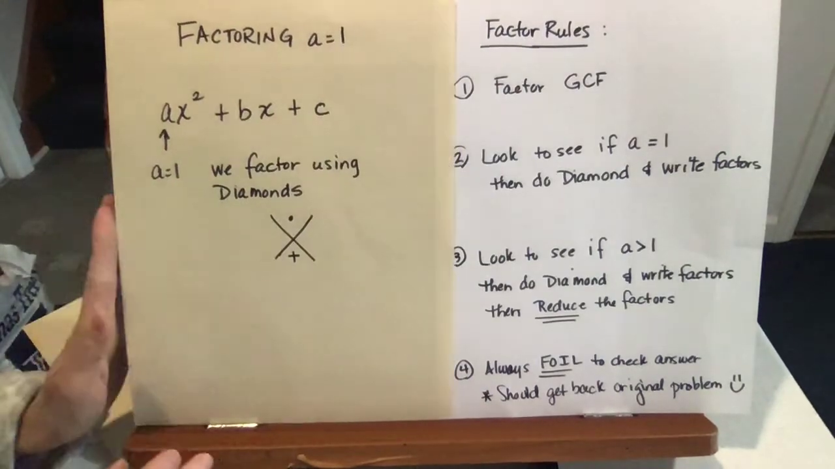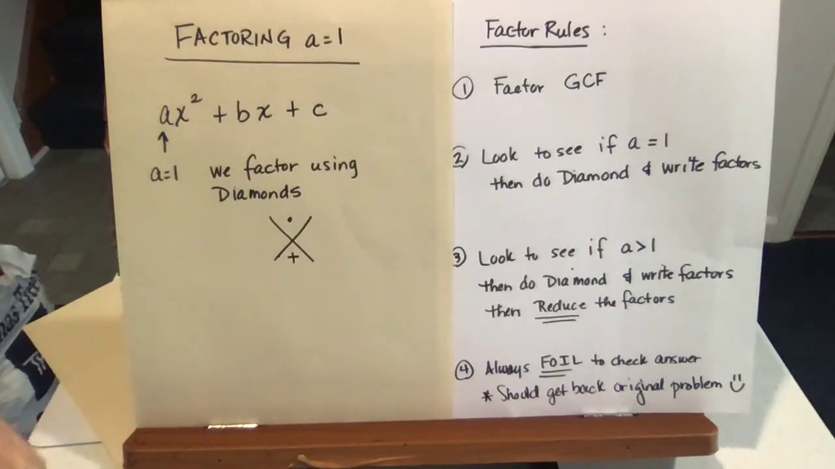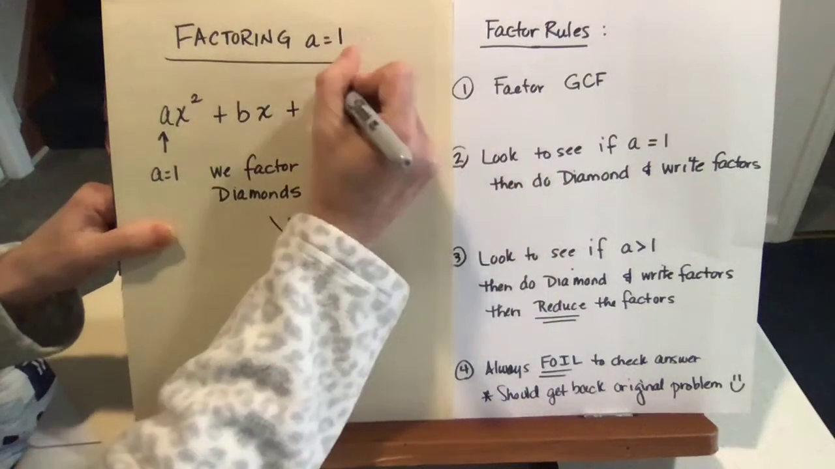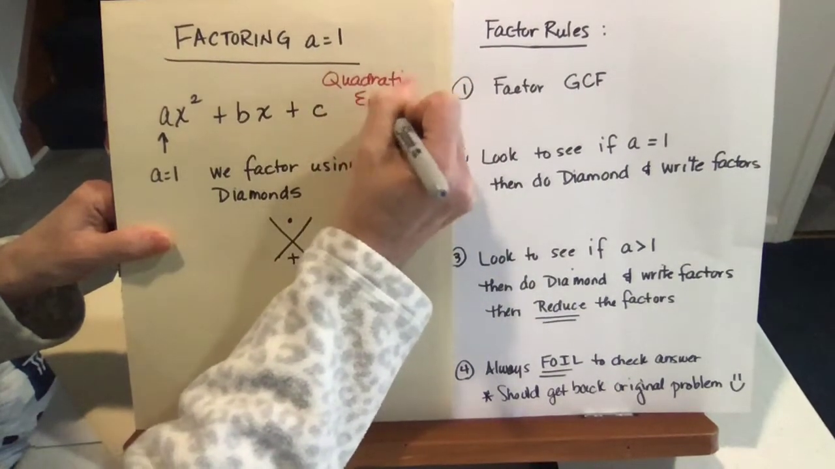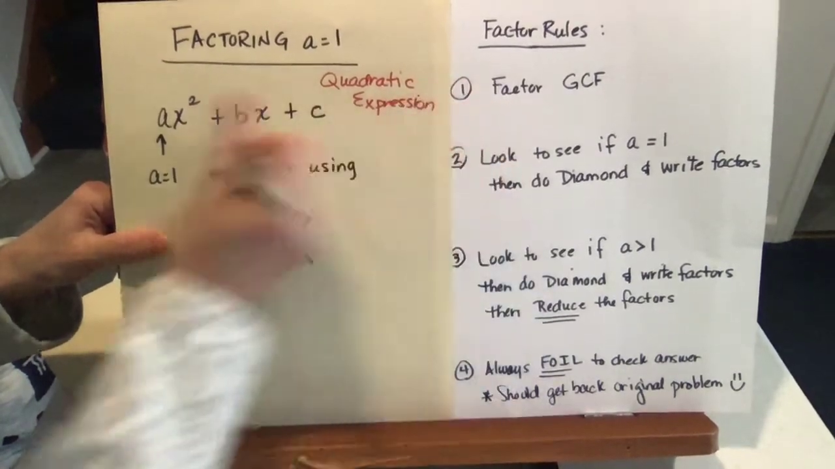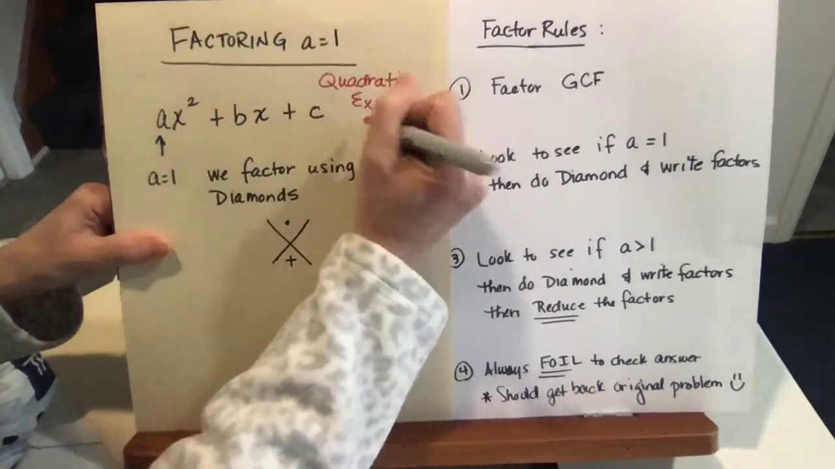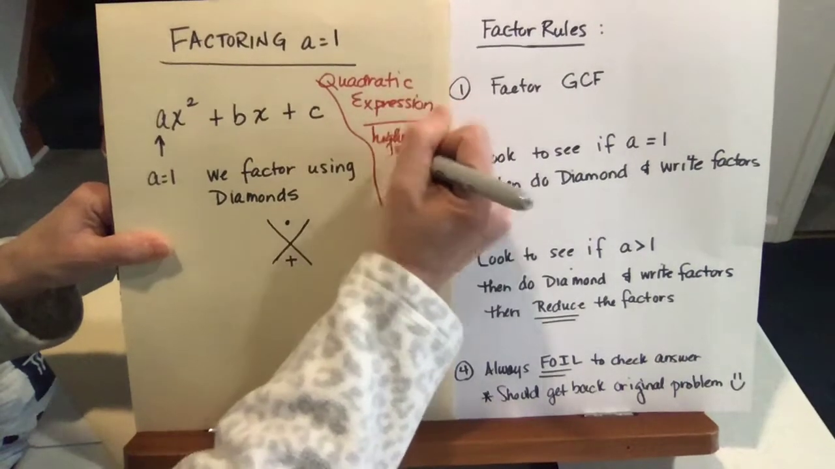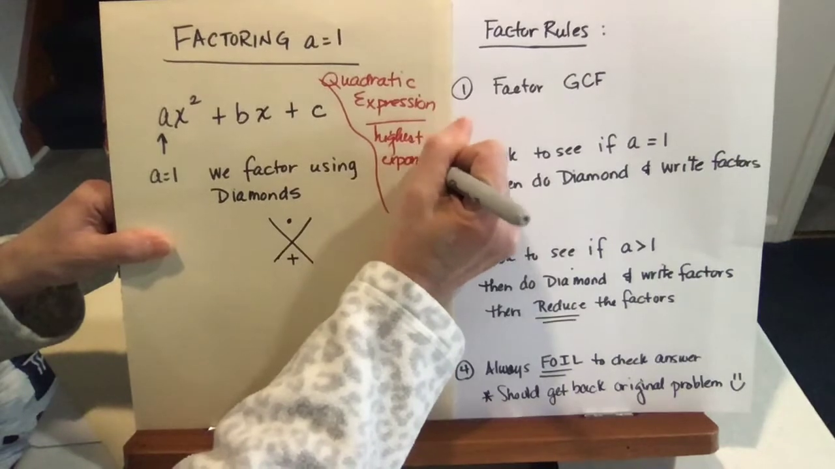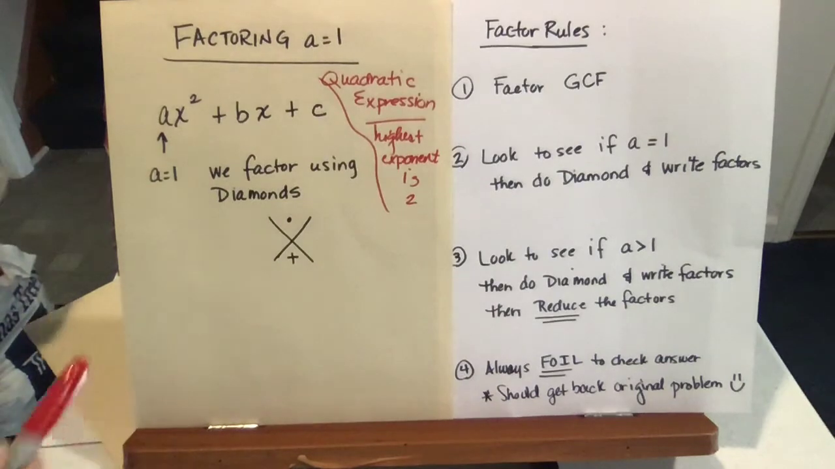Okay, now, we're going to factor, and we're going to factor when a is equal to 1. Well, what does that mean? All right, well, this is a quadratic expression. It's not an equation because there's no equals, so it's a quadratic expression. And the reason we know it is a quadratic is because the highest power in the entire problem is squared. So take that to the side. Highest power, or the highest exponent, is 2, which is squared, okay? That's how you know it's quadratic. If it's a 3, x cubed, that's not a quadratic, okay?